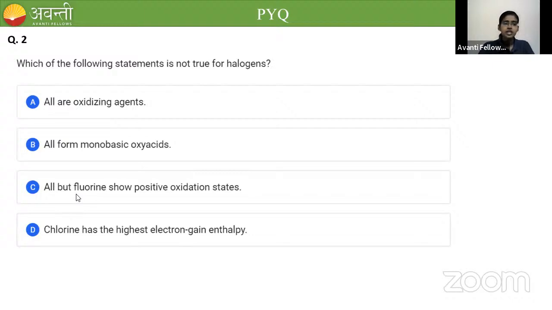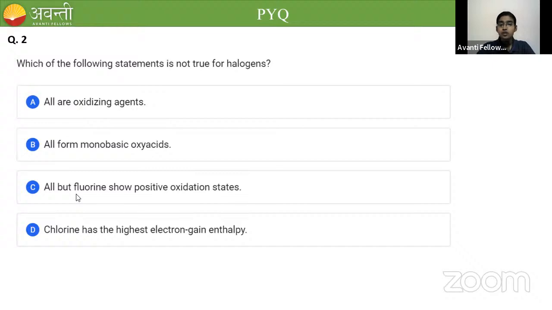In option A, all are oxidizing agents is given for halogens. Yes, all the halogens are oxidizing agents, so that is the correct statement. And all form monobasic oxyacids. That is also true, as all contain only one hydrogen-containing oxyacid. So that is also true. All but fluorine show positive oxidation state.